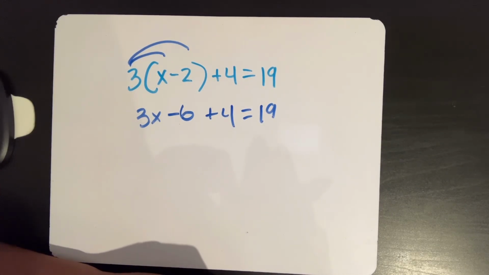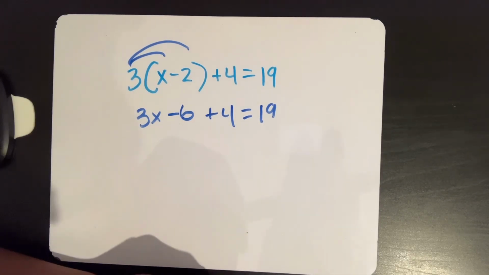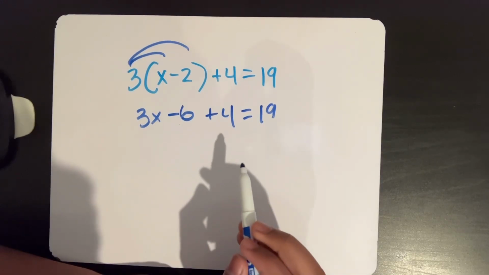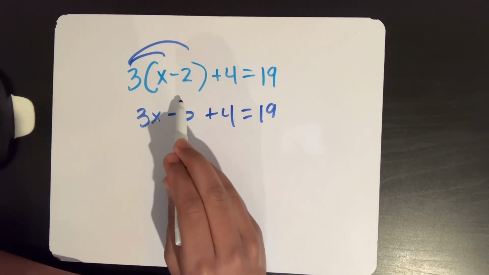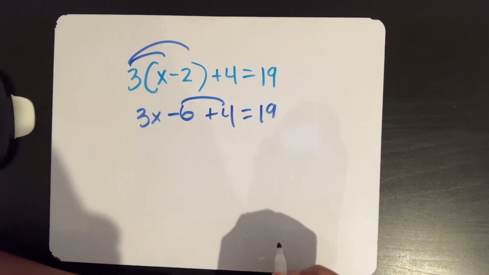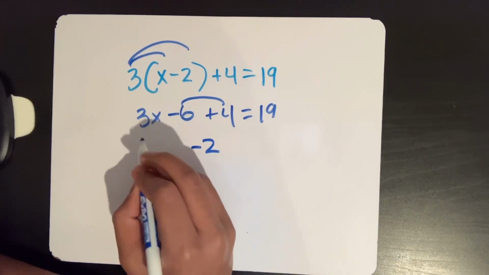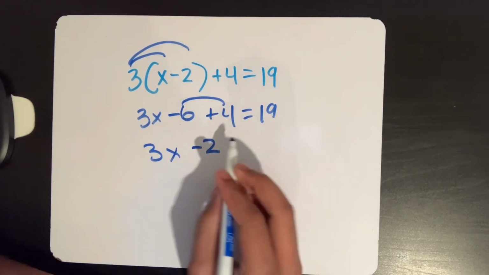If you guys haven't seen my video on combining like terms, then make sure to check that out as well. I'll link it. We're going to combine the two constants, negative 6 and 4. Negative 6 plus 4 equals negative 2. So we'll bring that and bring everything else down.